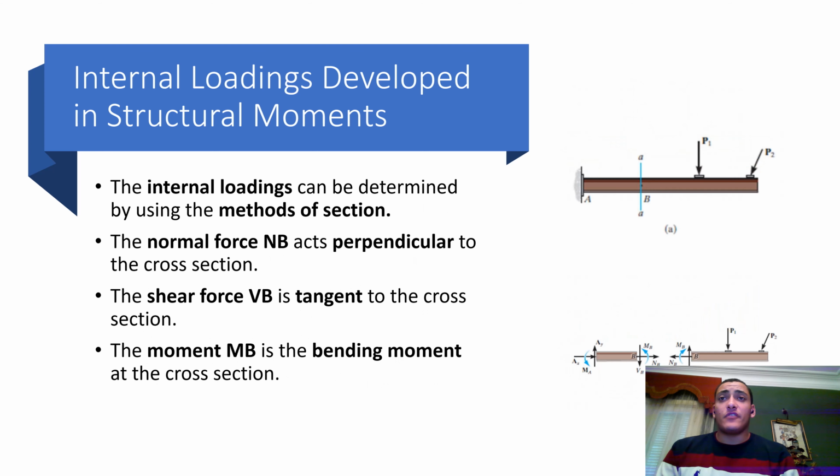The internal loadings can be determined by using the method of sections. The normal force NB acts perpendicular to the cross-section. The shear force VB is tangent to the cross-section. The moment MB is the bending moment at the cross-section, as shown in Figure A and B.